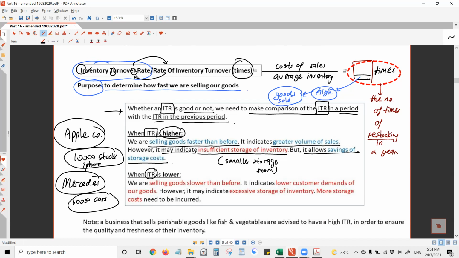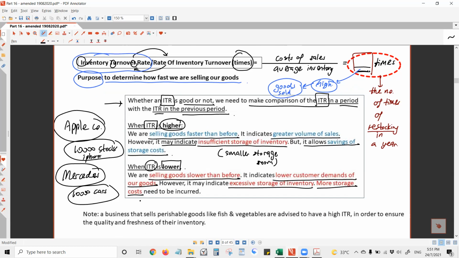So when ITR is lower, it indicates that things are bad. When ITR is low, you are selling goods slower than before. It indicates lower customer demand for our goods. It may indicate excessive storage of inventory. You have too many goods, and that's why you restock a lower number of times. More storage costs need to be incurred. And maybe your storeroom is too large, so it takes a long time for you to run out of your goods.